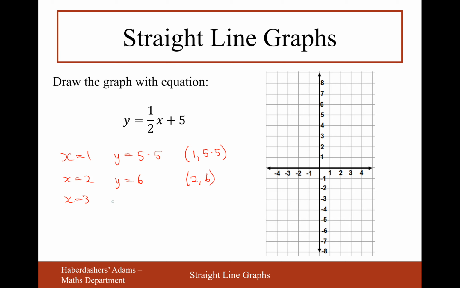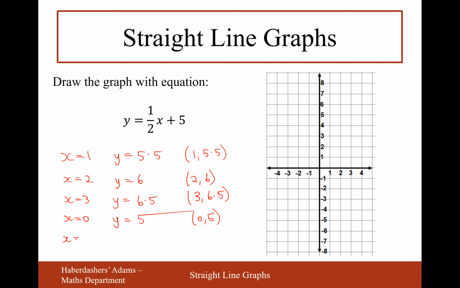3. So it'll be 3 times a half will be 1.5. Add 5, you get 6.5. So that would be (3, 6.5). When x is equal to 0, we'll get 0 times a half is just 0. Add 5, you get 5. So that would be (0, 5).